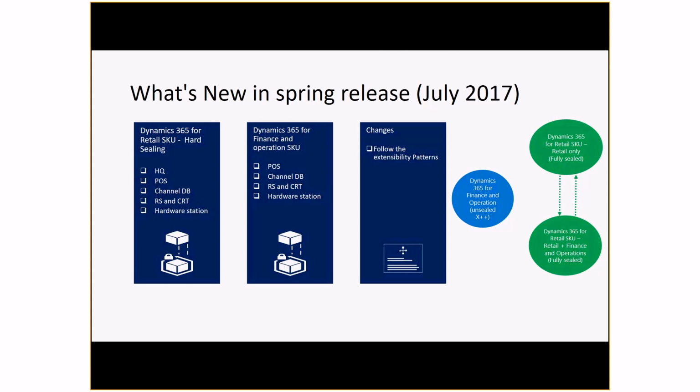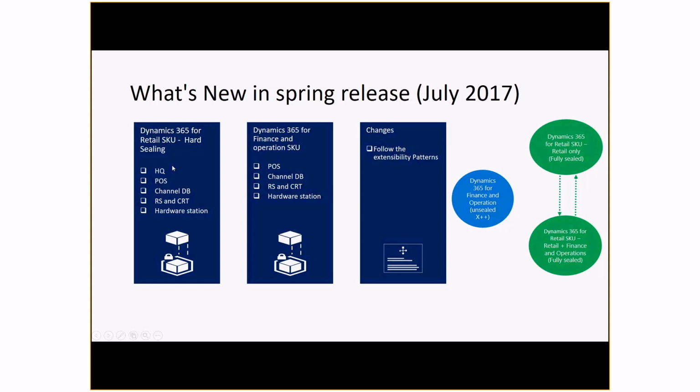Currently, we have mainly two different kinds of SKU for Dynamics 365 for operations. The first one is the Dynamics 365 for Retail SKU. When you purchase that SKU, all the components, including HQ, POS, Channel DB, Retail Server, CRT, and hardware station, will be sealed. When I say sealed, if you want to extend anything, you should follow the extensibility pattern. You are not allowed to do any inline changes. The main important thing is with this SKU, even the HQ is also sealed.